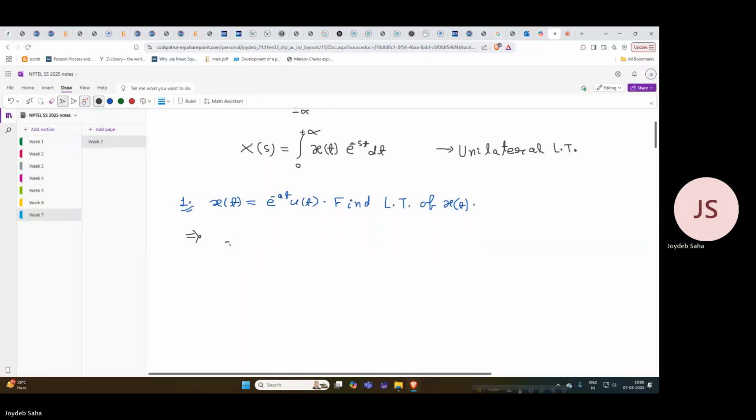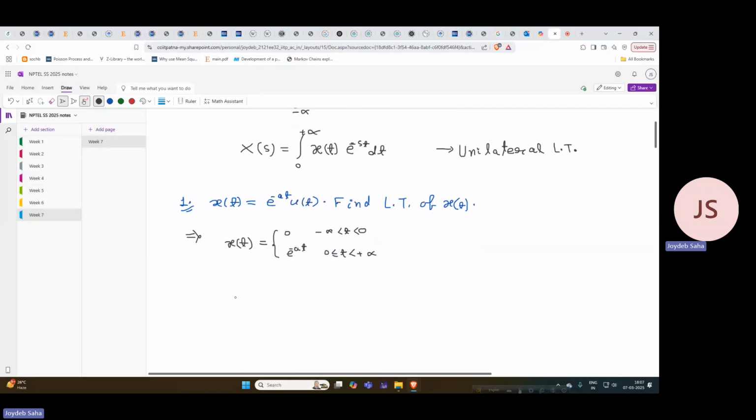So let us write x(t) is equal to 0 for minus infinite less than t less than 0, and e to the power minus at for 0 less than or equal to t less than plus infinite. Fine. This is clear.